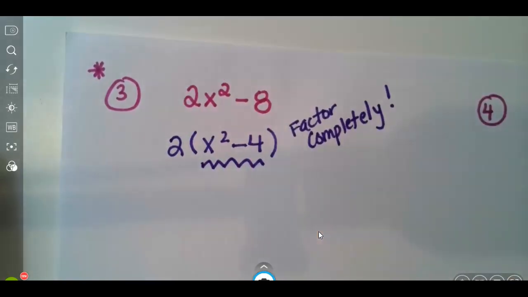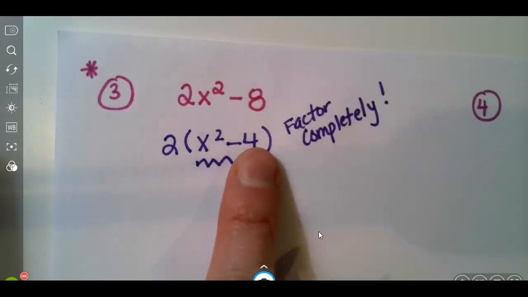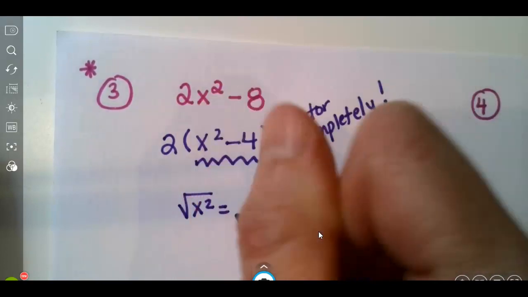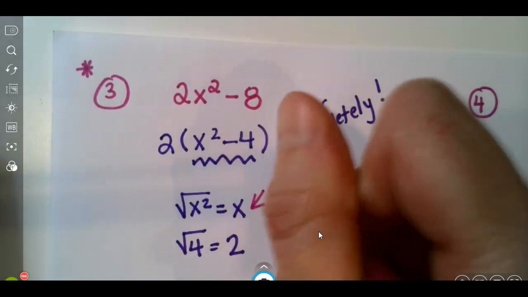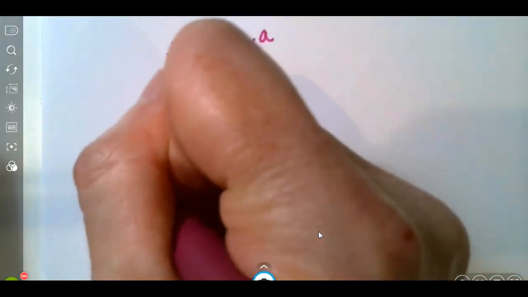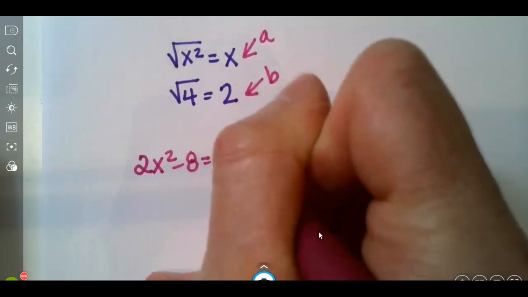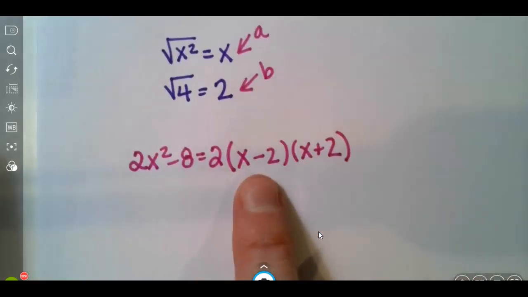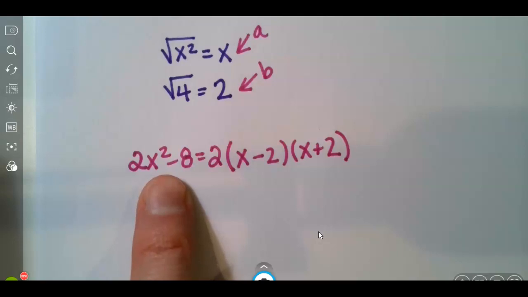So I take a look at what's inside the parentheses and ask myself, can we go any further with this? Well, I recognize x squared is a perfect square, 4 is a perfect square, and we're subtracting. This is a difference of squares. So I'm going to do my square root, here's A, here's B. Your GCF, I tried to say greatest common factor and GCF at the same time, it didn't work, has to be a part of your answer because you want your answer to be equal to the original problem. So GCF, A minus B, A plus B. So if you handed 2 times x minus 2 times x plus 2 to someone, they should be able to multiply it and get this answer. Okay?